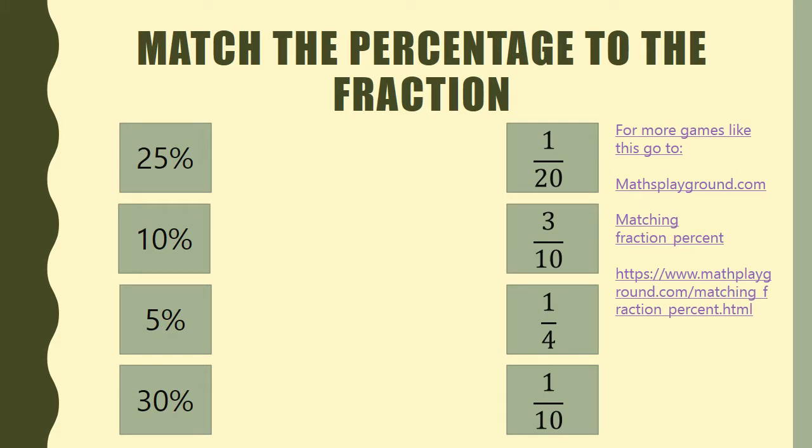So for our starter today, we're going to be matching the percentage to the fraction. So you'll see on the left we've got 25%, 10%, 5% and 30%. You need to match that to the equivalent fraction. Okay, so we know that 25% means the same as 25 over 100. 10% could be written as 10 over 100, 5% 5 over 100, 30% 30 over 100. But none of our fractions have a denominator of 100. So you're going to think about those fractions that I've mentioned. If the denominator was 100, simplify it, which one of these would they match up with?